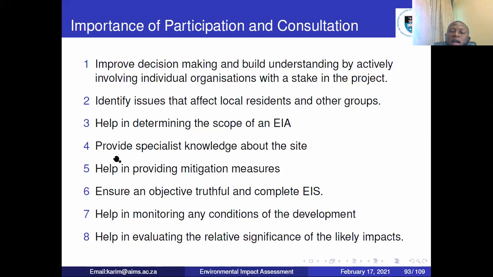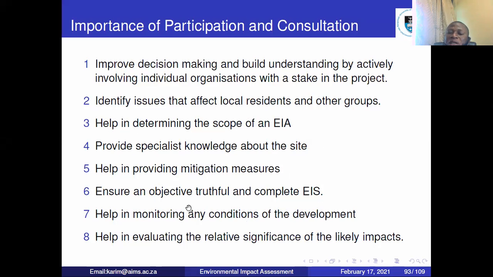And then because you allow people to participate, you get knowledge from people about the site, just like I mentioned. You get knowledge about the area where you are going to put your project. And once you allow people to take part, you will be able to get measures, because it's not just going to be from local people. You are going to meet experts in environment, science, and technology, and all these people will give you guides as to what mitigation measures you can use.